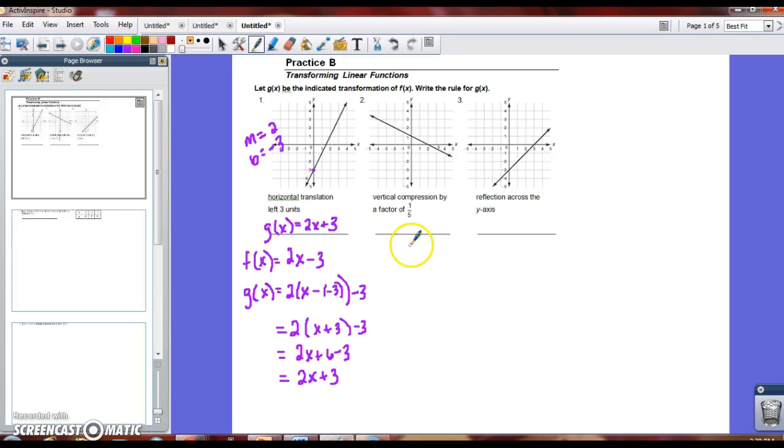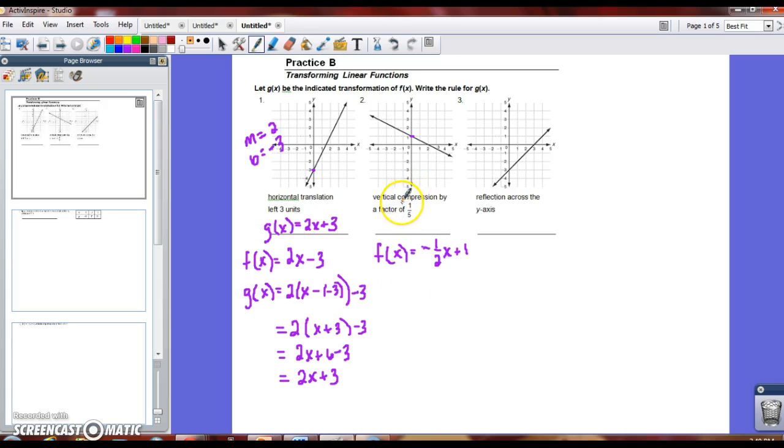With the second one, again, the first thing we have to do is figure out what the original function is. We know that our y-intercept is 1, and we know that our slope is -1/2 because we're going down 1 and 2 to the right. So the equation of our line that we're starting with is -1/2 x plus 1. Okay, so that's our starting point.